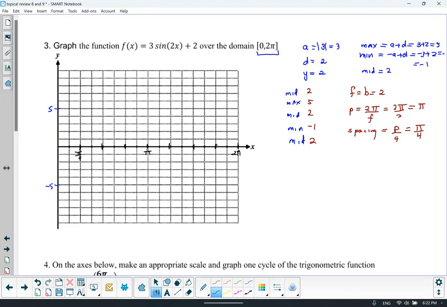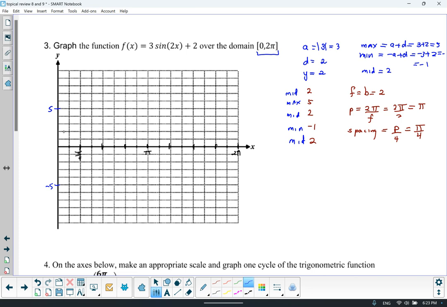Let me just check that. So pi over 4, 2 pi over 4, 3 pi over 4, 4 pi over 4, 5 pi over 4, 6 pi over 4, 7 pi over 4, and 8 pi over 4, that reduces to 2 pi. And that will give me my 2 cycles.